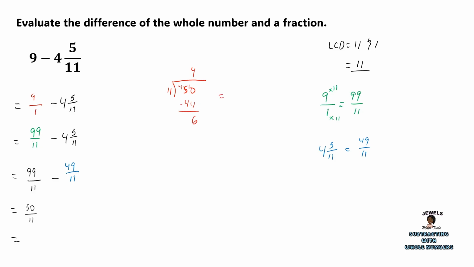So our mixed fraction will be 4 wholes, 6 is my numerator, that's my remainder, and 11 remains as my denominator. Okay, and there you have it. That will be the solution for this question.